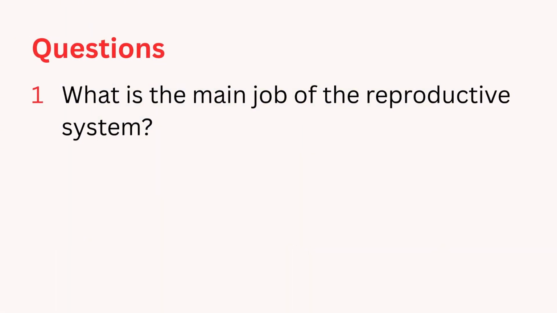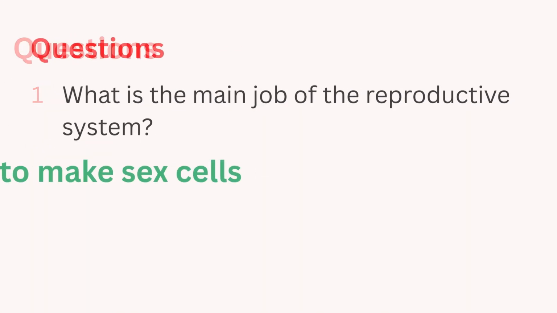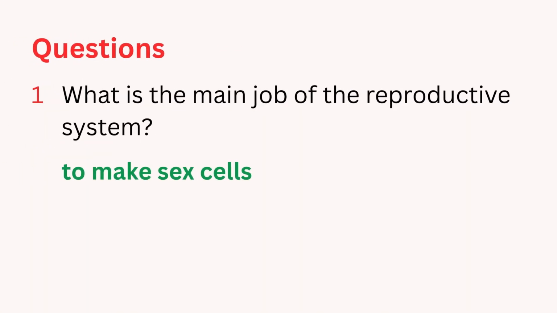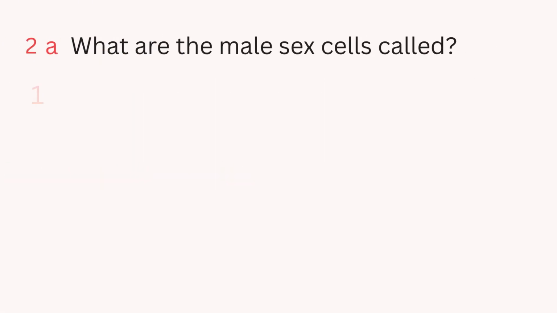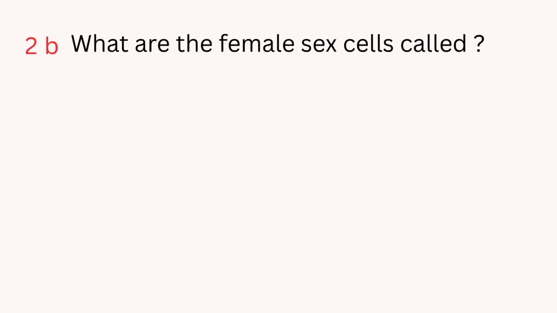Questions. Number 1. What is the main job of the reproductive system? To make babies. Question 2a. What are the male sex cells called? Sperm. Question 2b. What are the female sex cells called? Ova or eggs.